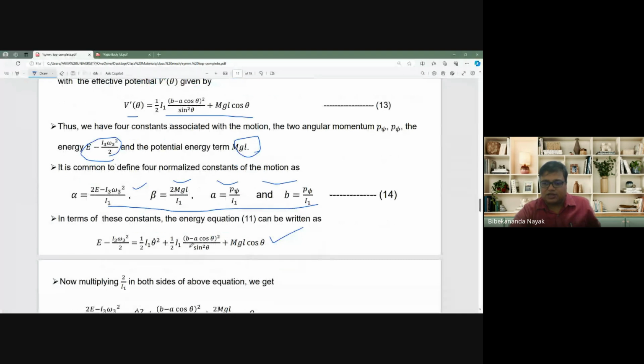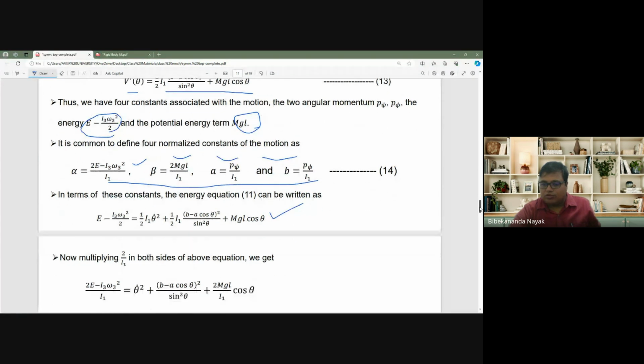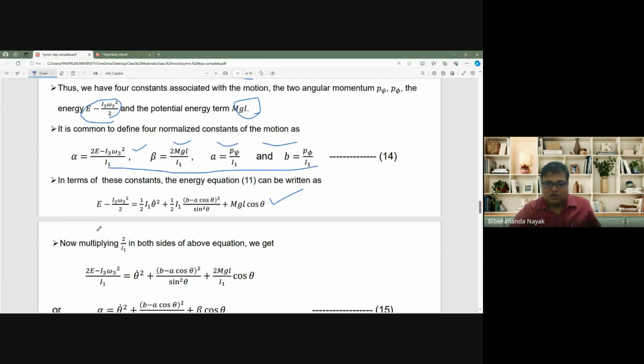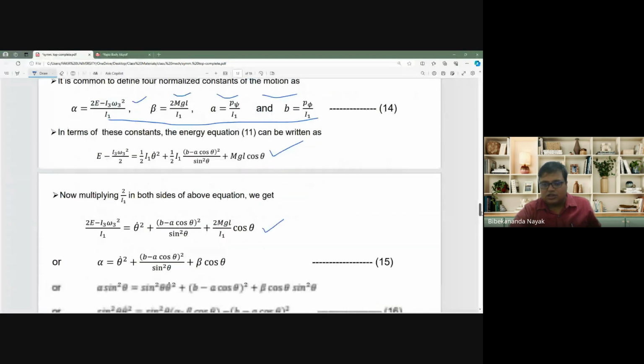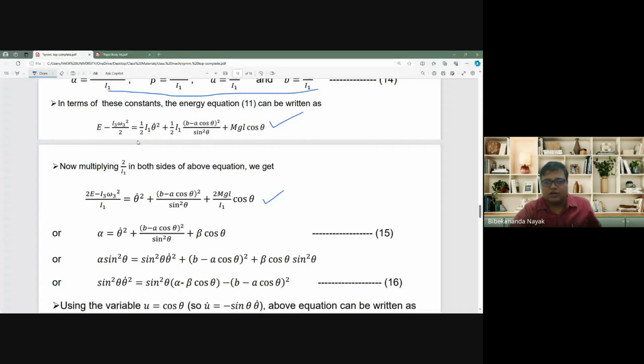I1 theta dot whatever is written. Now multiplying by 2 by I1 in each term: 2E minus I3 square, I1 theta dot square is multiplied by 2 by I1 in every term. We got this. Plus, here the 2 and half cancel, the I1 cancels, giving theta dot square. Here the 2 and I1 remain. Okay, so from this equation I can say alpha is equal to theta dot square. This quantity is your alpha.